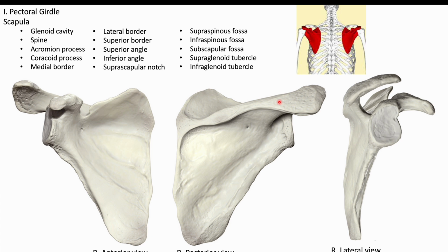Okay. So now going back to the posterior view, since this is the spine, above the spine you can see the fossa right here. Since this is above the spine, this is called the supraspinous fossa. And then below the spine, this entire area right here is called the infraspinous fossa.